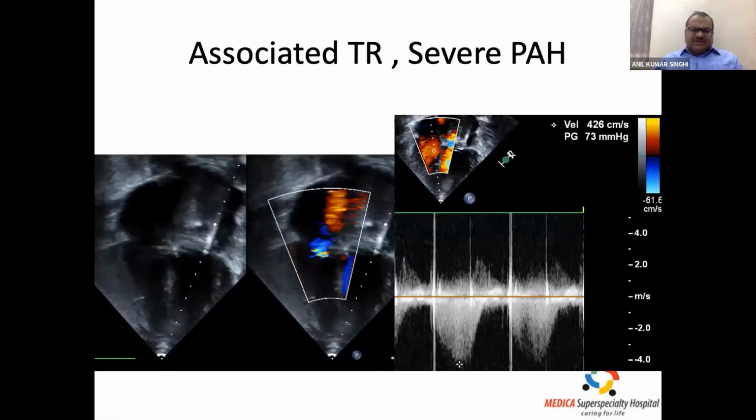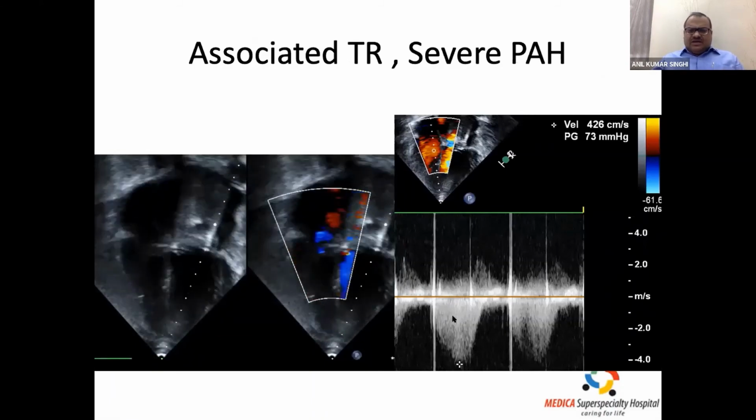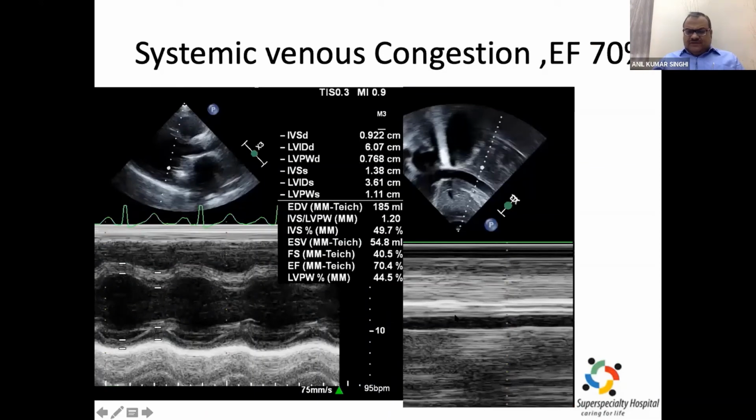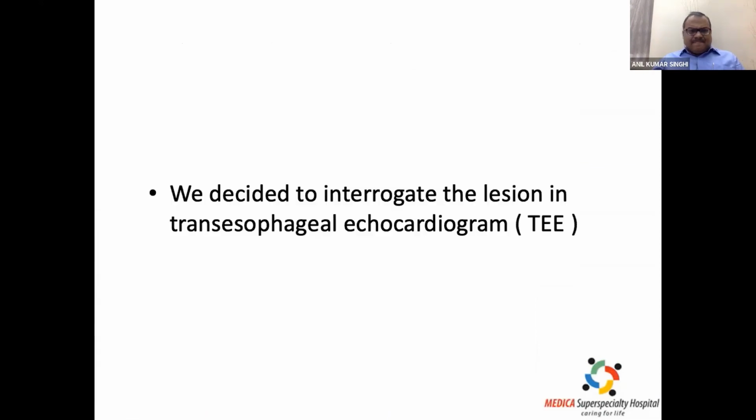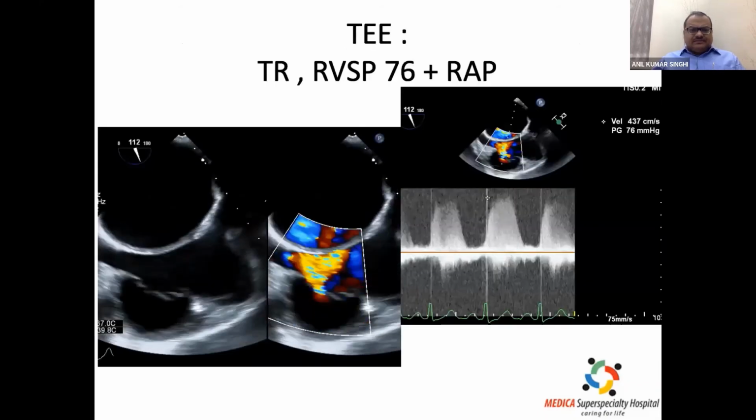There was systemic venous congestion. We can appreciate the full IVC. We were not able to understand the true nature of the leak. It came to me for possible closure of paravalvular leak, so I wished to interrogate the lesion in transesophageal echocardiogram.